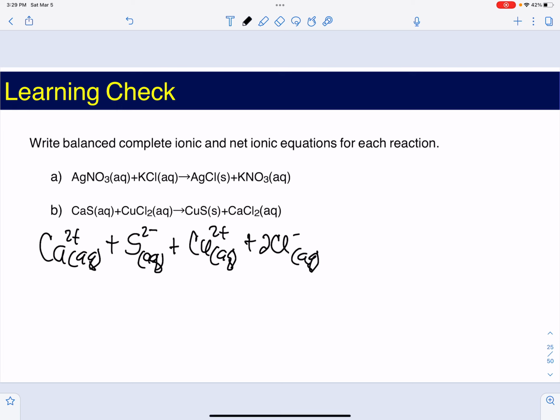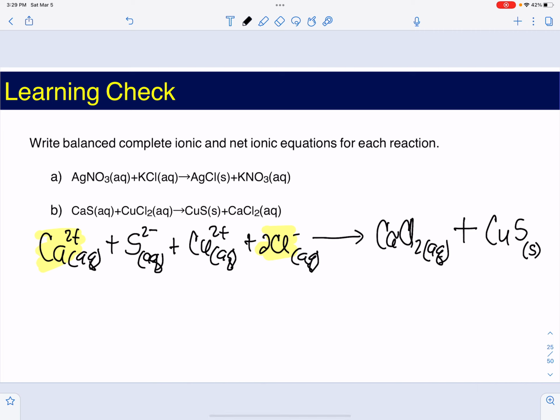So when I combine that, my positive goes with my new negative. So I'm gonna get calcium chloride, which I know from the solubility table is aqueous, plus copper 2 sulfide, which I know from the solubility table is gonna be solid. So remember, anything that is aqueous, you can break it apart.